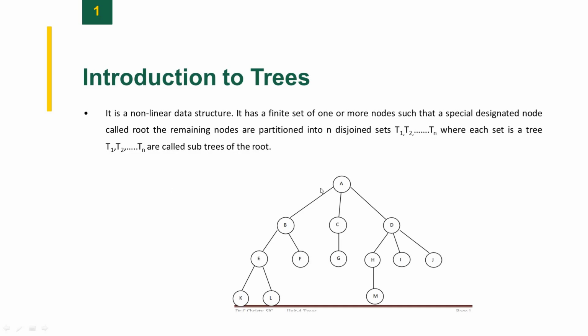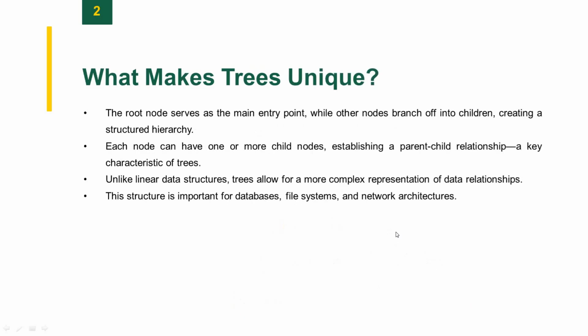In this example, A is the root node. B, C, D are children of the root node A. Like that, E, F are children or branches of node B. H, I, J are branches or children of node D.